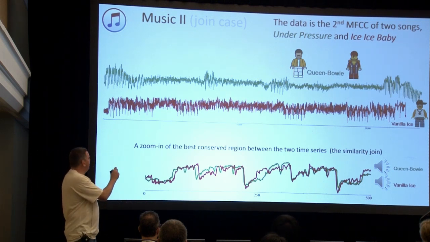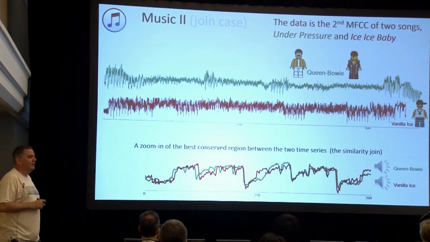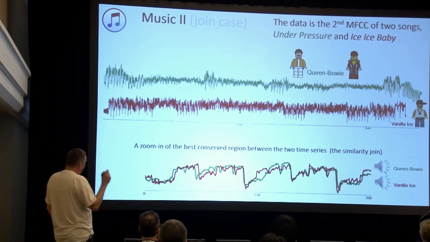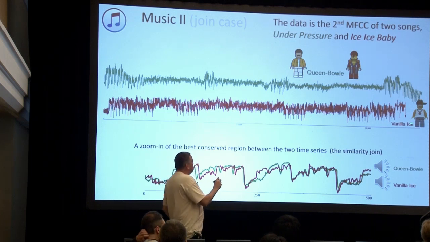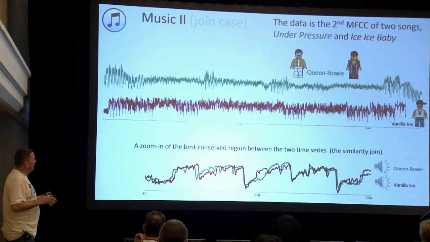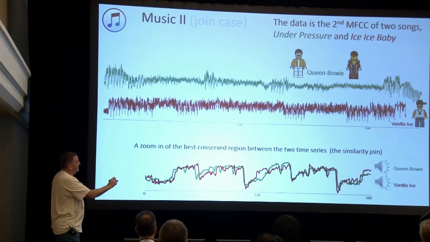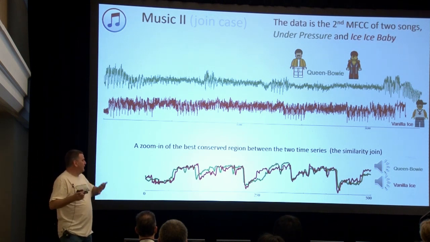So the first one actually is a song converted to MFCC. It's Under Pressure by Queen and Bowie, two of the greatest artists who ever lived. A great song. The second one is by an artist called Vanilla Ice, who basically stole or sampled some notes from this song. And so when you join these two things, you find that this is the conserved baseline between them.